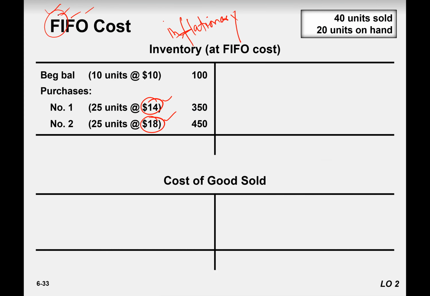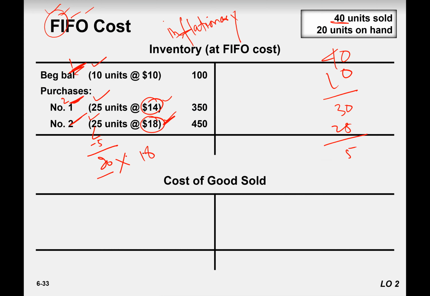First in means those units that we purchase first will be sold first. First would be the beginning inventory, and then purchase number 1 and then purchase number 2. Since we sold 40 units, how is the cost going to be assigned? First, these 10 units are going to be sold, leaving 30. Then it takes the turn of purchase number 1, 25, leaving 5. So from this 25, 5 less, this 20 remaining is at price 18.